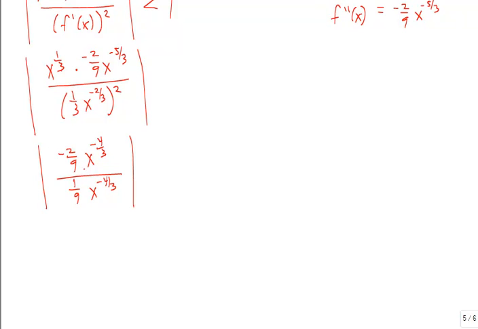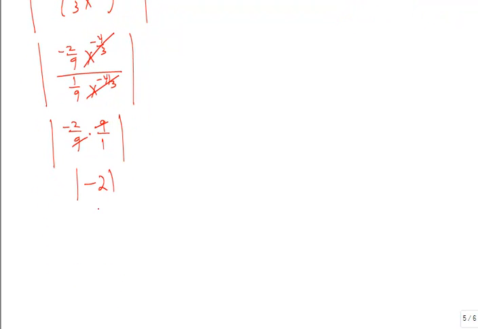So these x's actually end up canceling out completely because they're identical, and negative 2/9 divided by 1/9 is the same as negative 2/9 times the reciprocal 9/1. So those 9's are going to cancel, and that means we're left with the absolute value of negative 2, which is just 2. And obviously that is not less than 1. So this shows that Newton's method will not converge.